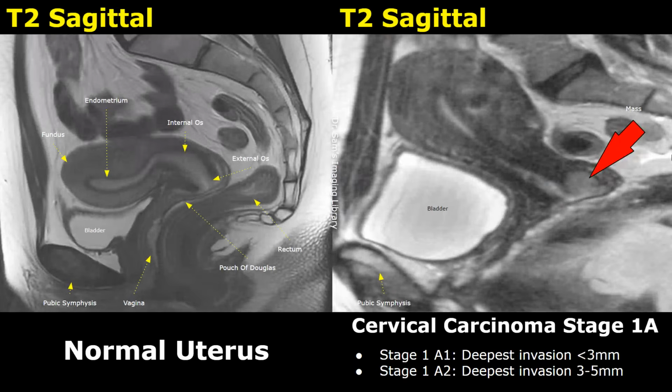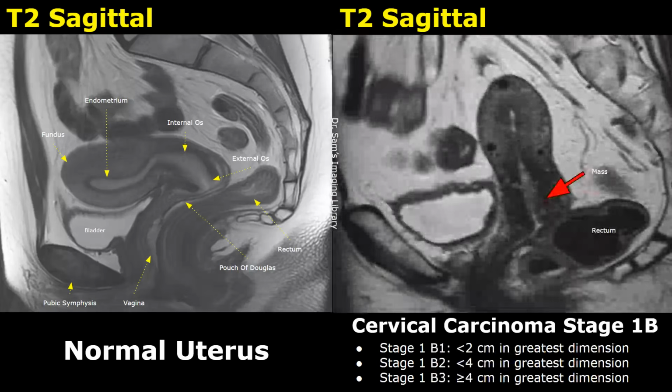Cervical carcinoma is a malignancy of the cervix. We will see staging of cervical cancers. In a T2 sequence, they usually appear hyperintense. Stage 1A consists of stage 1A1 and 1A2. In stage 1A1, the deepest invasion measurement is usually less than 3 millimeters, and in stage 1A2, the deepest invasion will be between 3 to 5 millimeters.